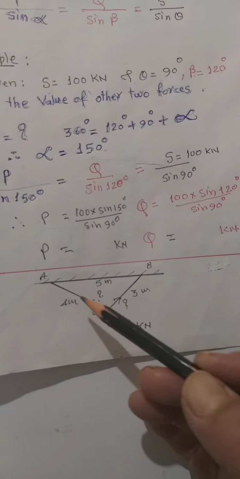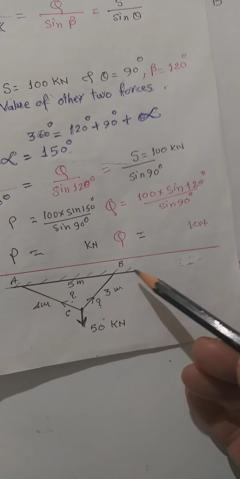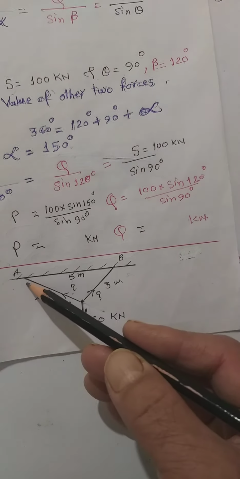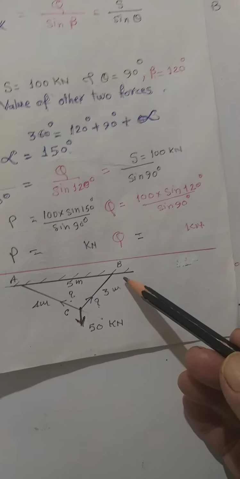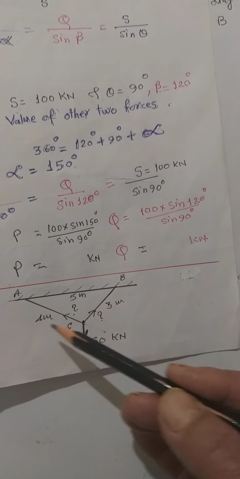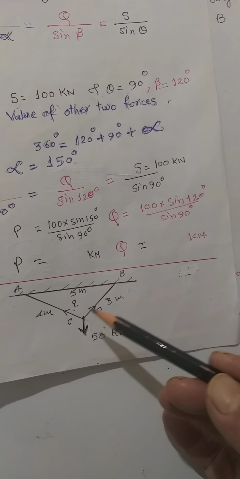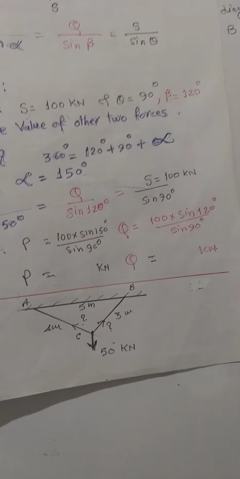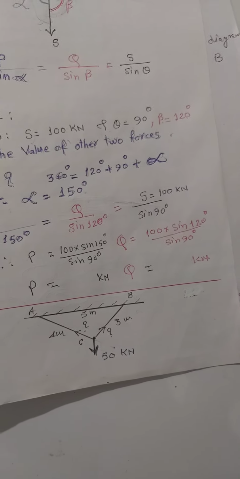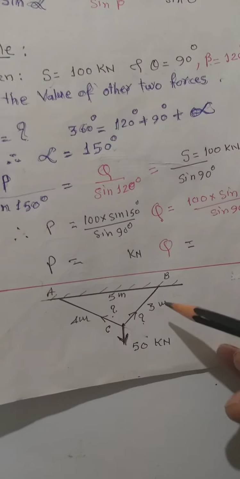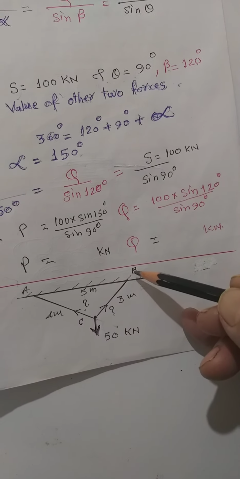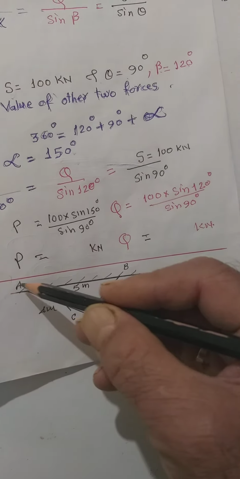What you have been given is that the two ends are at the same level. The distance between the two ends of the rope is given as 5 meter. One length of the rope is 4 meter and the other length is 3 meter. You are supposed to find out the forces in this rope as well as in this rope.